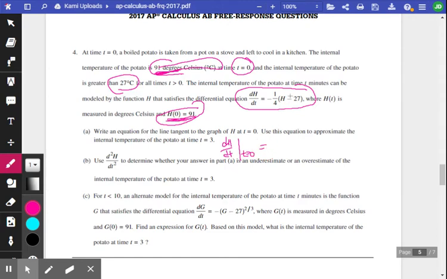So, wait a second. How can we find that? Oh, okay. So I was thinking, oh gosh, we can't plug 0 into this. Right. We have to plug h into this, which is a temperature. So what's the temperature when time is 0? So the temperature is 91 degrees. So the slope is -1/4 times 90 minus 27. That is the temperature of the potato.